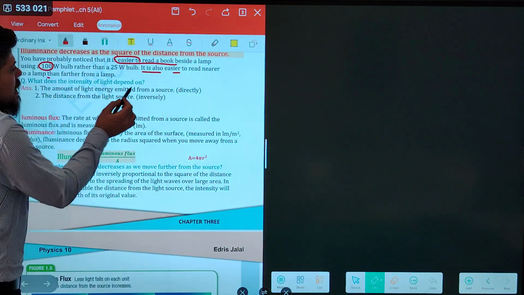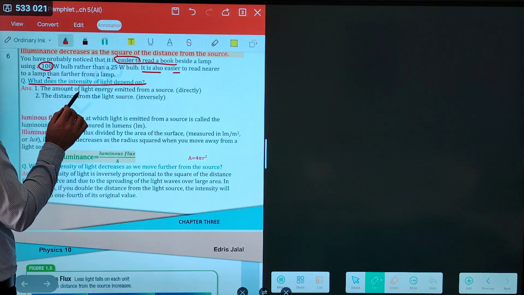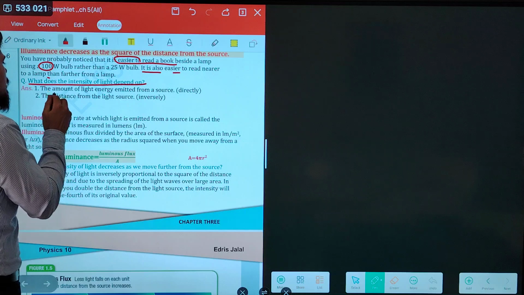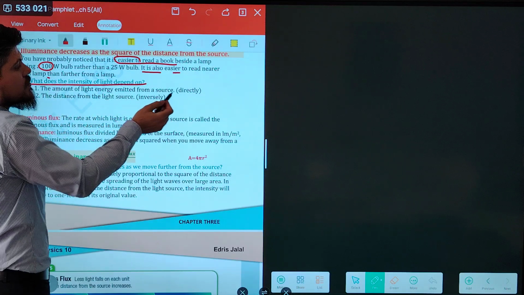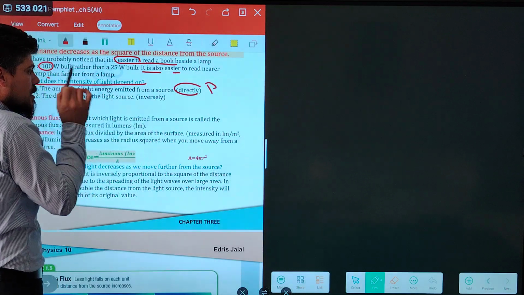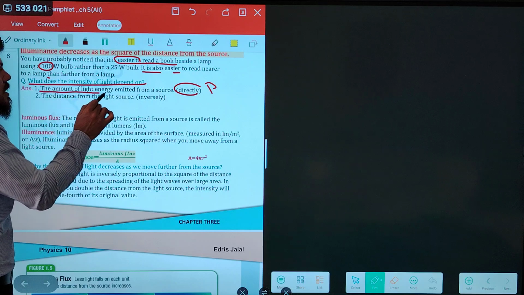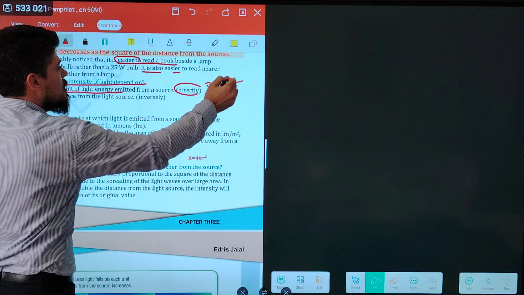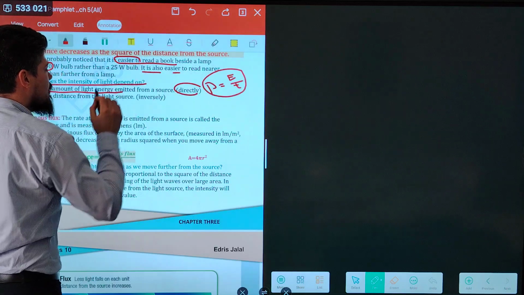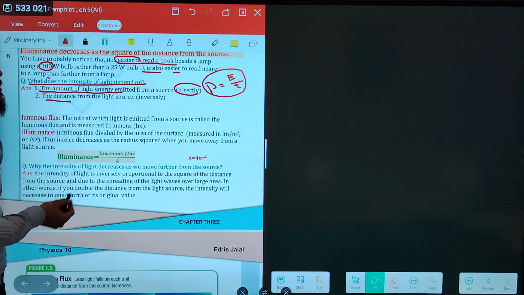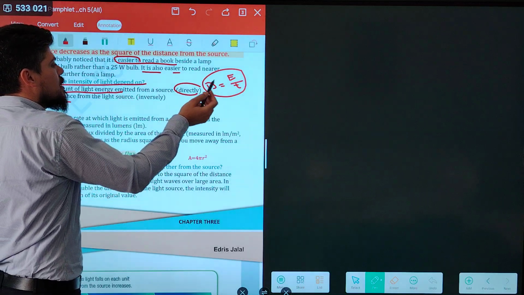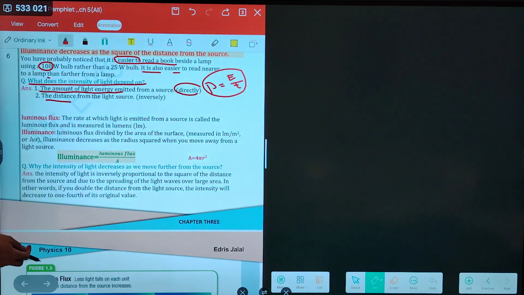What does the intensity of light depend on? This is very important, guys, be careful. The intensity of the light depends on 2 factors. The first one is the amount of energy emitted from the source, like energy per unit of time, which is power. The second one is the distance from the light source, inversely. With the power and energy rate it is directly proportional, but with the distance it is inversely related.